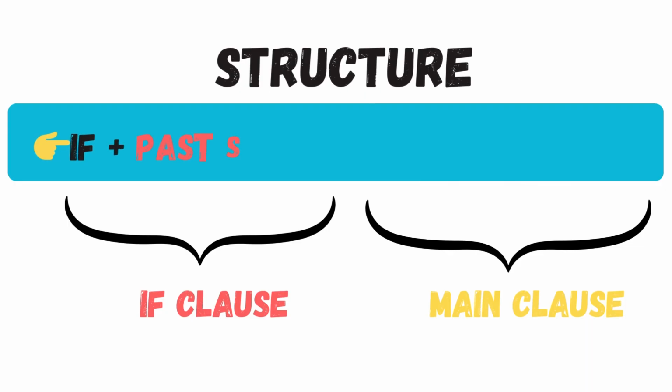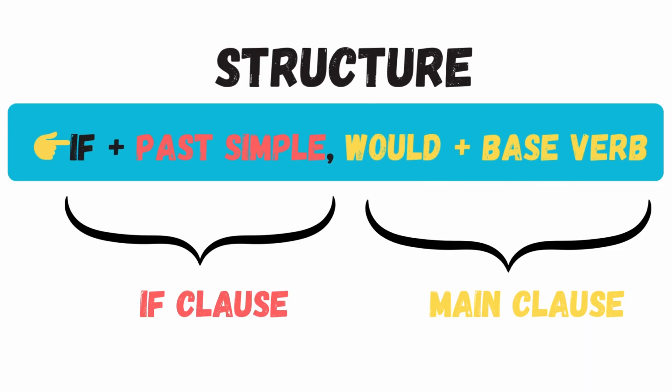This is how we form the type 2 conditional: if plus past simple, would plus base verb. We use this structure to talk about unreal, imaginary, or unlikely situations in the present or future. The if clause shows the unreal condition. The main clause shows the imagined result.